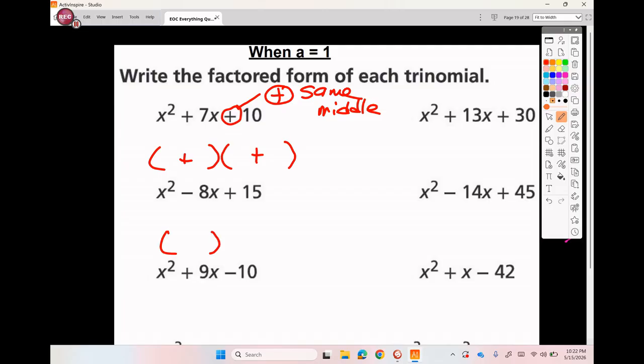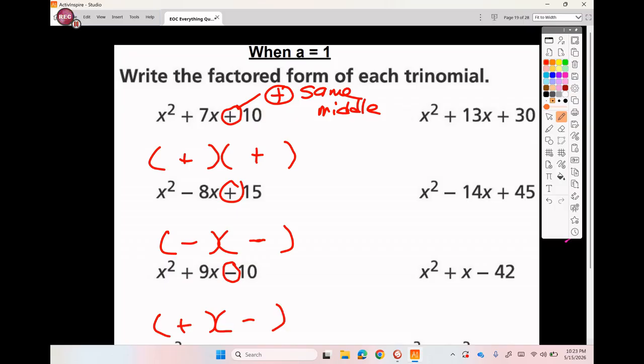Let's skip over to the second question just to do the signs. The last number is positive. In this case, it's minus minus because the middle is minus. Notice the signs are not different on these because the last number is positive. On this one, the last number is negative. That just means the signs are different.